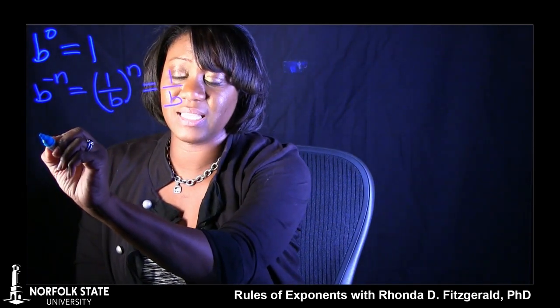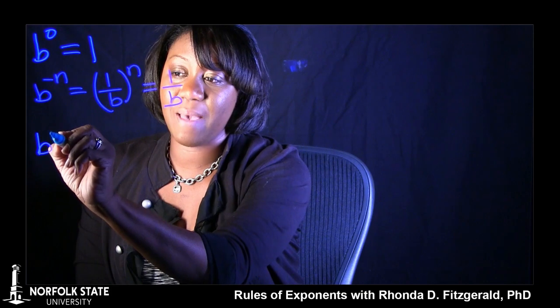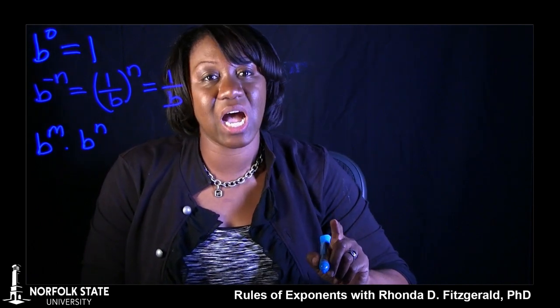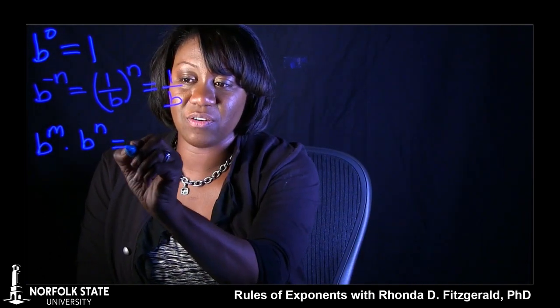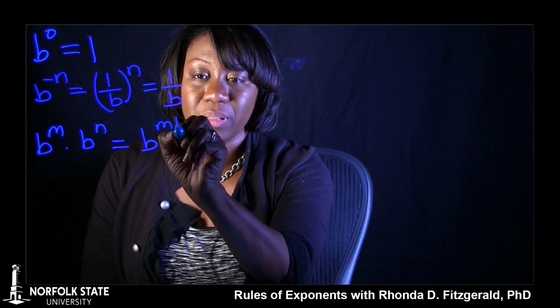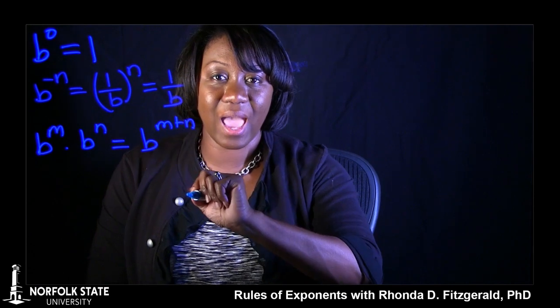Now let's look at the example of b to the m power times b to the n power. In all these cases, our b is a non-zero real number here. So if we have b to the m times b to the n, the result is b to the m plus n power. Notice my bases had to be the same to combine these. In this particular case, you add your exponents.